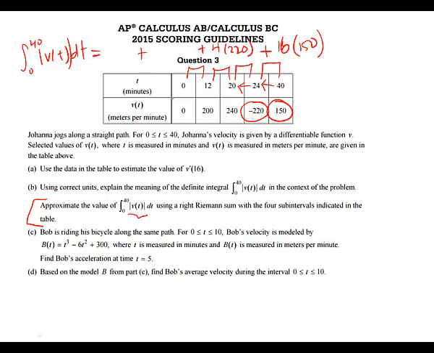Okay. And then we've got the distance in between, this would be what? 8. And what would my height be that I'm using? 240. All right. And then the distance in between this is 12, and my height I'm using is 200.